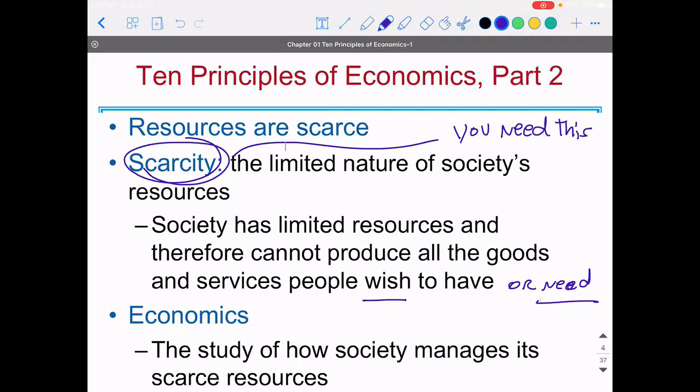If you don't have scarcity, you don't really have economics, because economics is all about making the decisions to manage that scarcity. If there's nothing to manage, then there is no economics, which then gives us our big definition here: how society manages its scarce resources is the definition of economics.